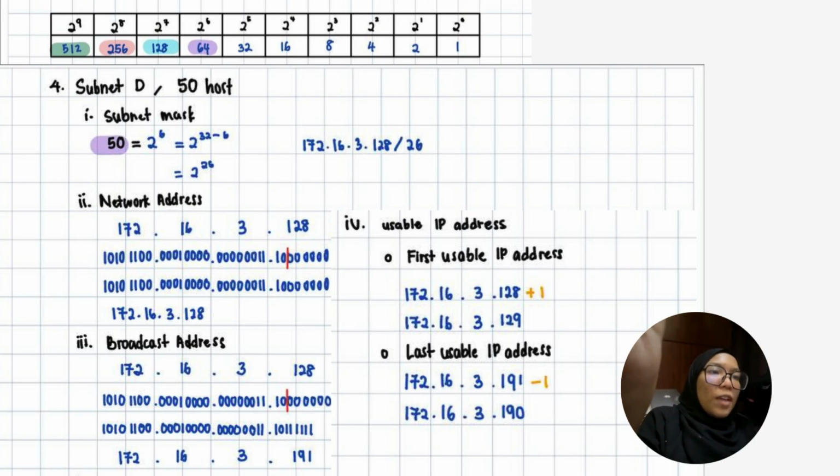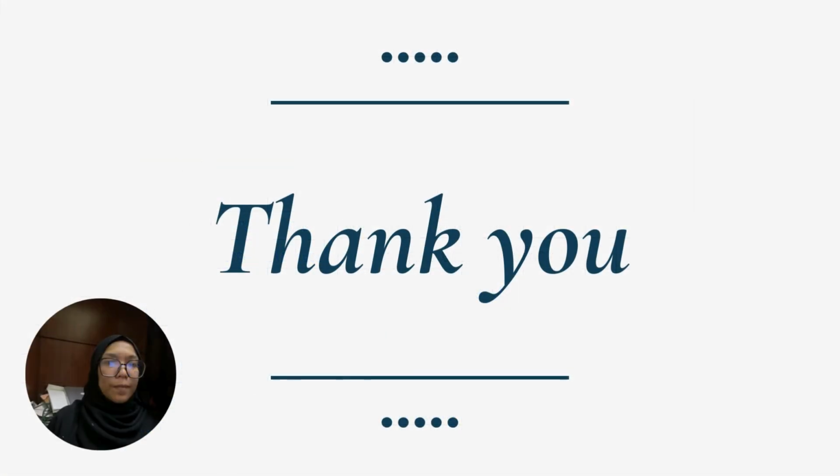Okay, for the usable IP addresses, the first usable IP address, like before, we take from the network address 172.16.3.128 and plus 1, which will be 172.16.3.129. And the last usable address, we take from the broadcast address 172.16.3.191 and minus 1, which then will be 172.16.3.190. And that is all from me.